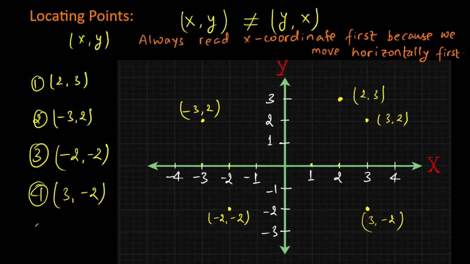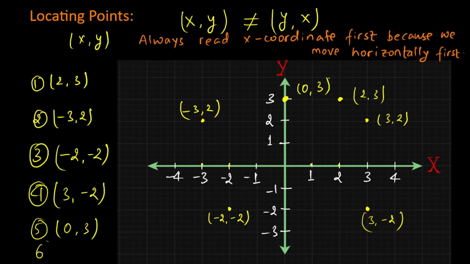Let's locate some more points, 0 comma 3. Here the x value is 0, so it says there is no movement along the x-axis. And the second number is 3, so it says move 3 units upward. So this point is 0 comma 3.